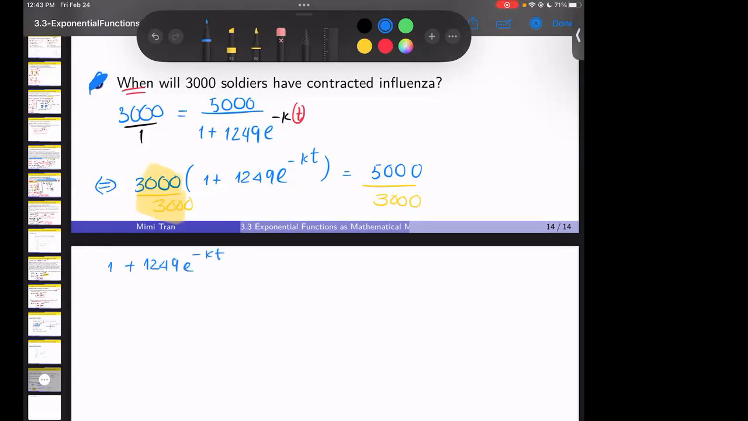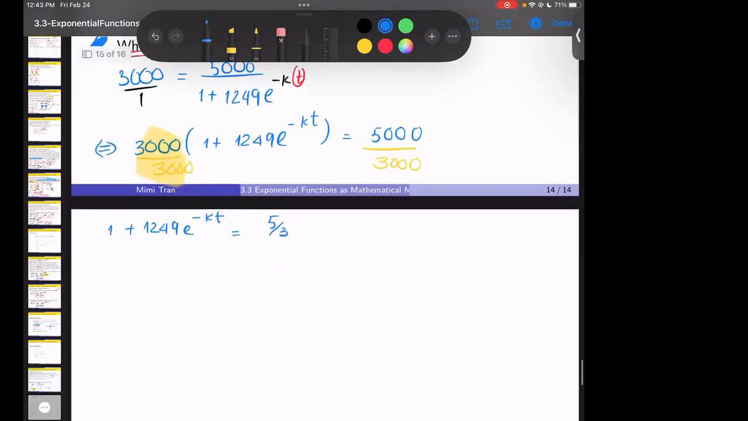Again, let me remind you, we have negative k, right? We just solved it, I just don't want to rewrite it, so I just use negative k for now. Equal 5/3. Subtract 1: 1249 e to the negative kt. If you subtract 1, 1 is the same thing as 3 over 3, right? 5 minus 3 is 2, so 2/3.